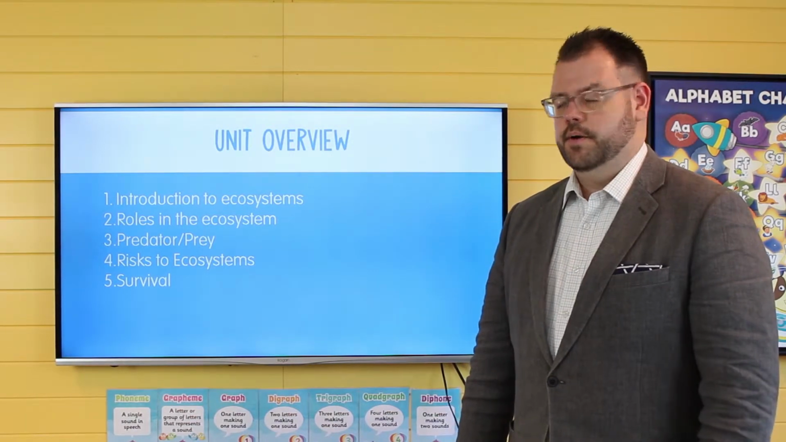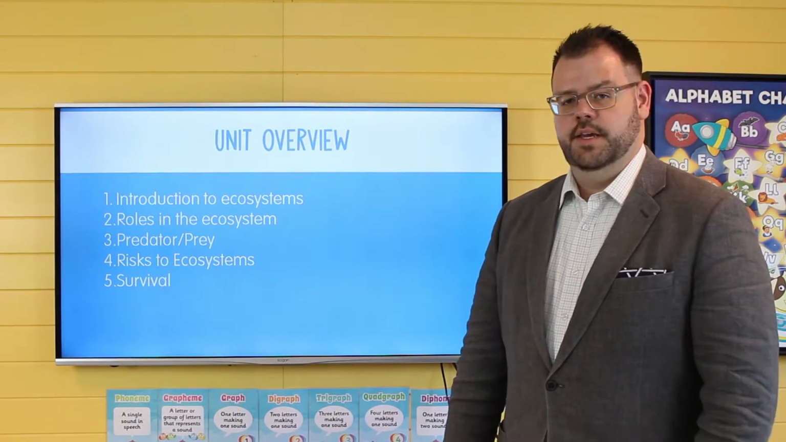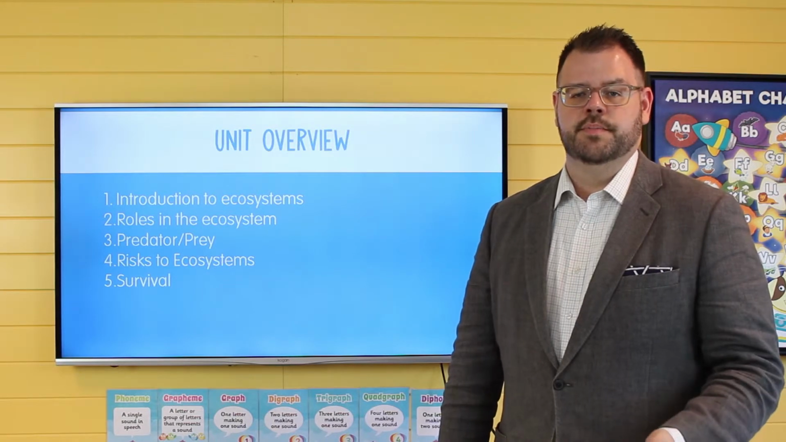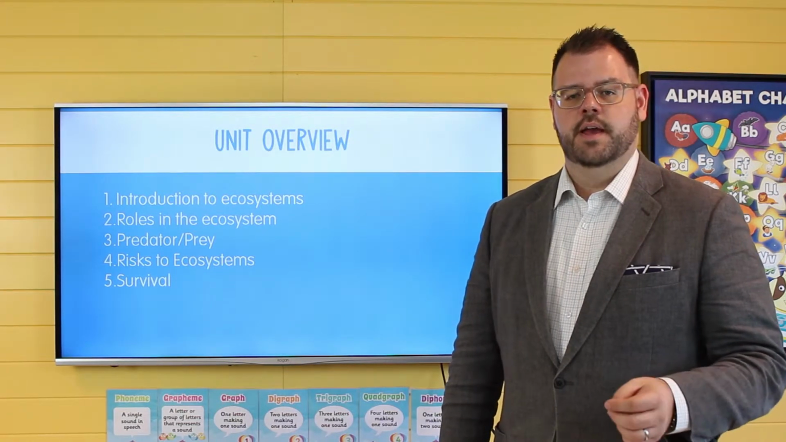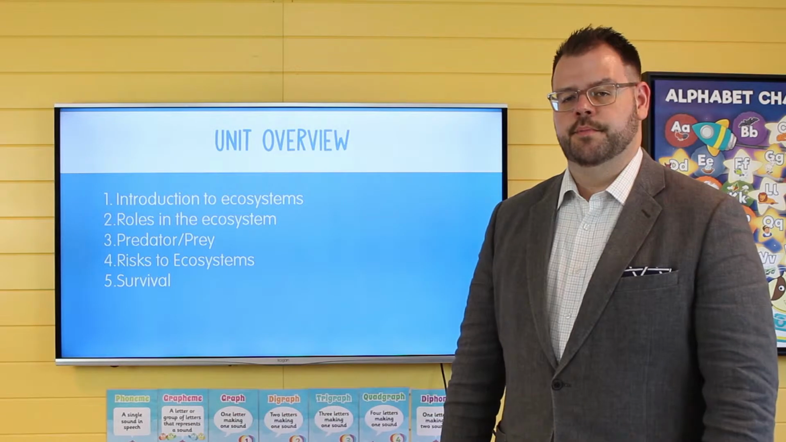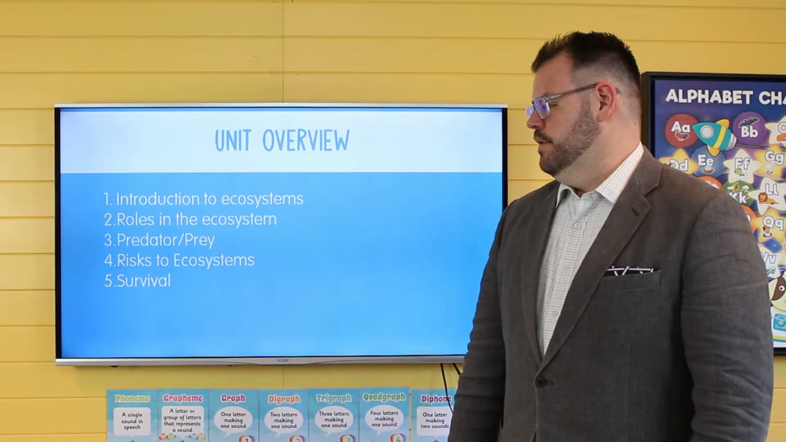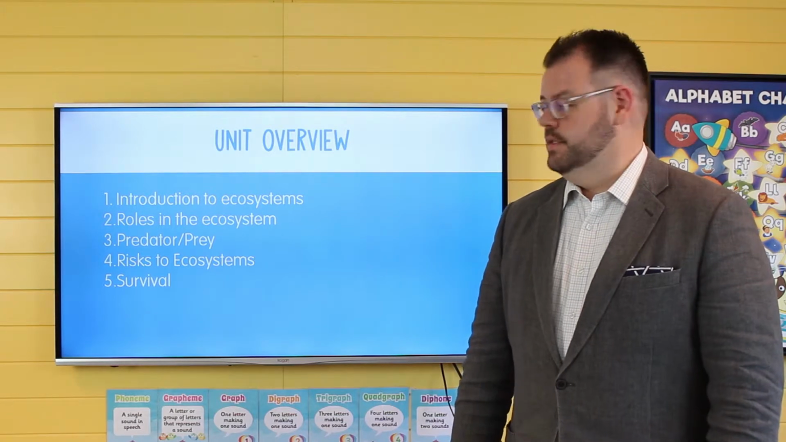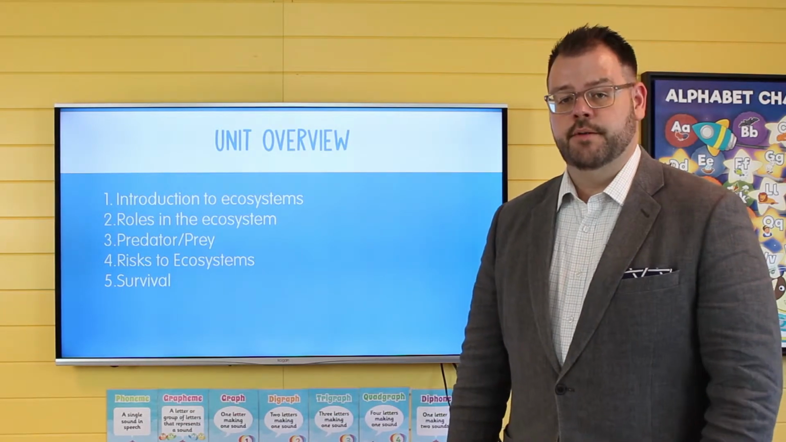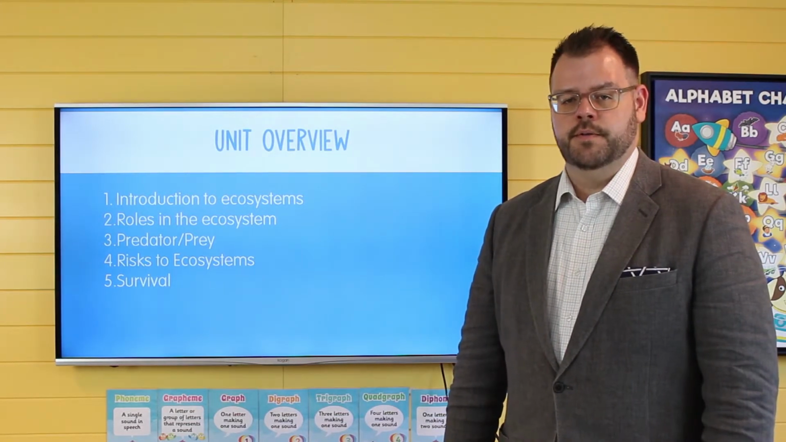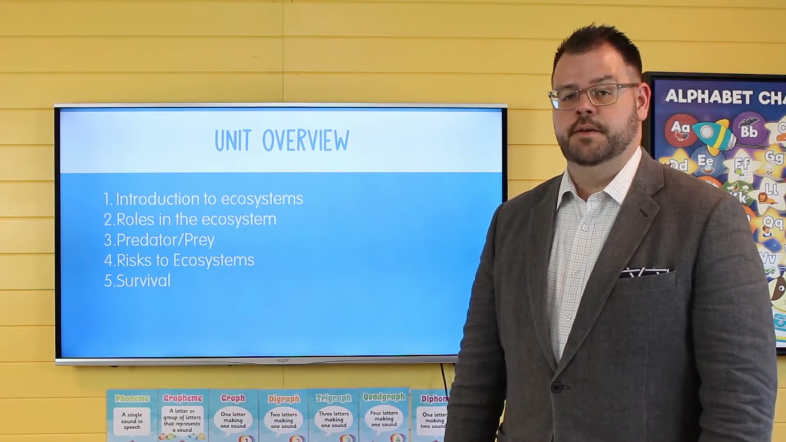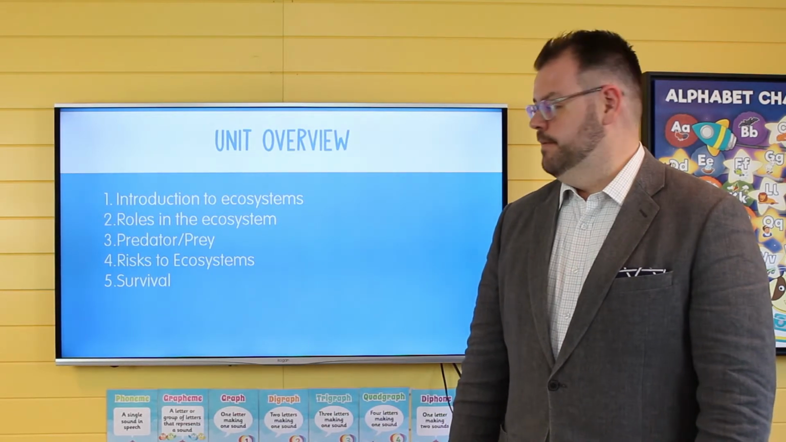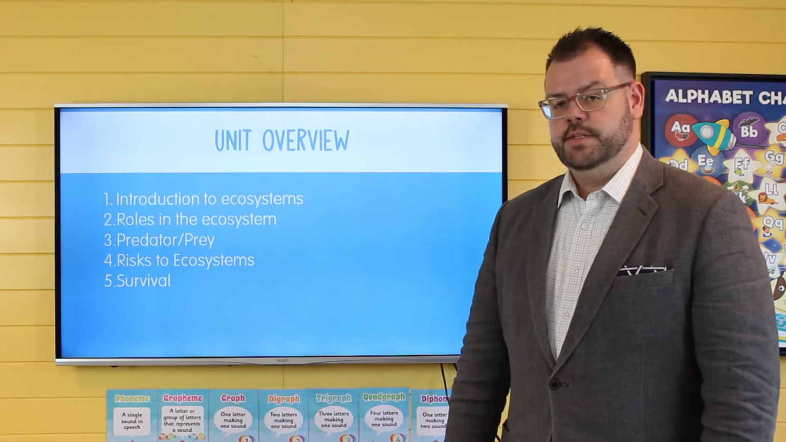There are only 5 parts to the unit. The first is an introduction to the ecosystems. Here students will learn about what ecosystems are, how they work, and they'll also research a biome of their choice. They'll learn about the different roles that living things play within an ecosystem. They'll learn about the predator-prey relationship, which is an important part of the ecosystem and a key component to the science understanding. They'll learn about the risks to ecosystems.